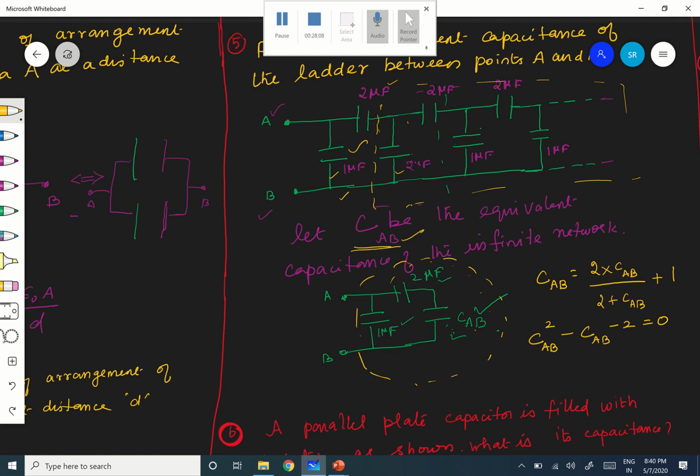From this, I think it is a quadratic equation. If you solve, you will get two answers, using minus B plus or minus root of B square minus 4AC by 2A. So you will get 2 microfarad or minus 1 microfarad. But here minus 1 microfarad is not possible. Capacitance is always positive, capacitance cannot be negative. Therefore CAB is equal to 2 microfarad.